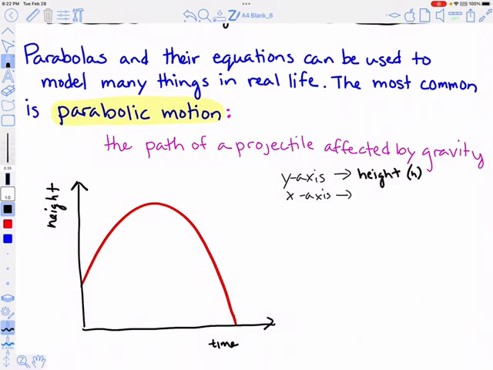And maybe your x-axis doesn't represent time. Maybe it represents actual distance. So maybe we talk about height over horizontal distance traveled. But typically your x-axis would represent time. So there's going to be some important parts of the parabola that we've already learned how to find. So we've talked about how to find the y-intercept from standard form. It's one of the easiest things to find, the y-intercept.